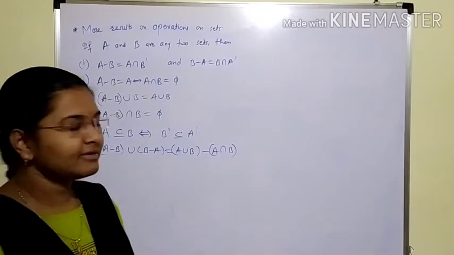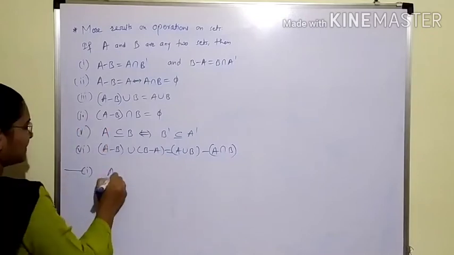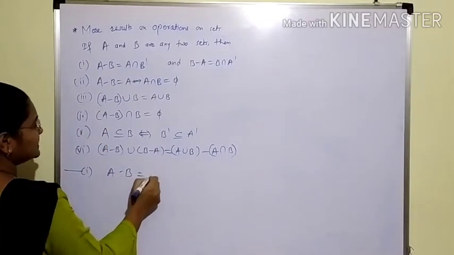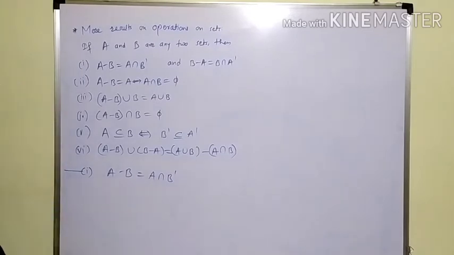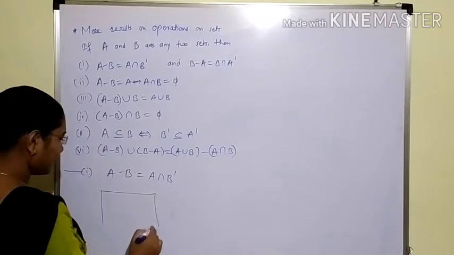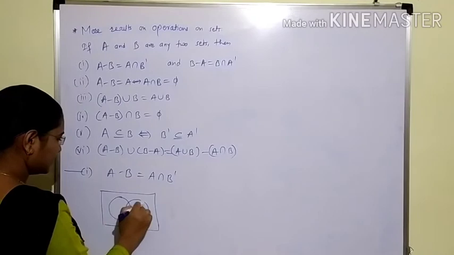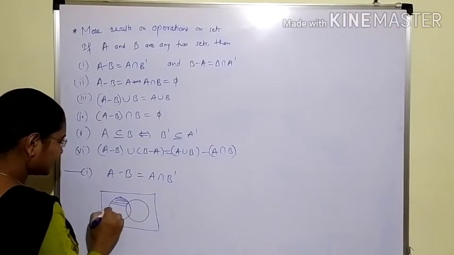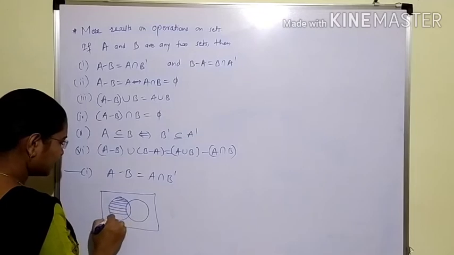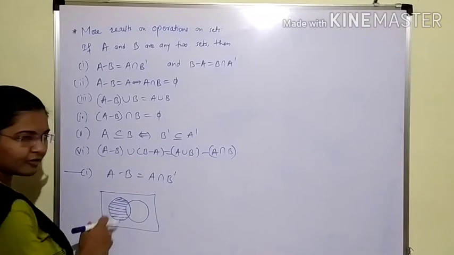Now we'll go one by one. First, A minus B is equal to A intersection B complement. Now students, A minus B. Now the Venn diagram for A minus B is the set which has excluded elements from set B. Okay, means set B elements we have excluded from set A.